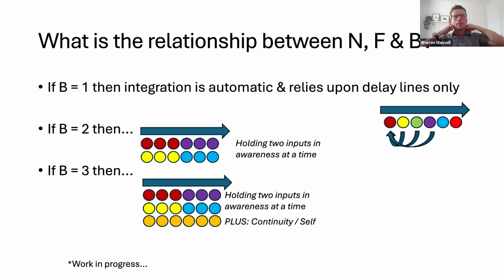But if you've only got a bandwidth of 1, you have to rely on those automatic delay lines for integration, arguably, according to theory. But what happens if you've got a bandwidth of 2? It looks like then you can combine 2 inputs in awareness and hold them for a length of time and resolve that issue between sustaining attention and novel integration. But then where does the continuity come from? So if you have a bandwidth of 3, you've got 1 band to maintain that continuity of time and the self, and then you've got 2 bands to do some integration and some conflict resolution. So arguably, you need a minimum of 3 bands in order to combine the benefits of consciousness for continuity with the benefits of consciousness for integration.